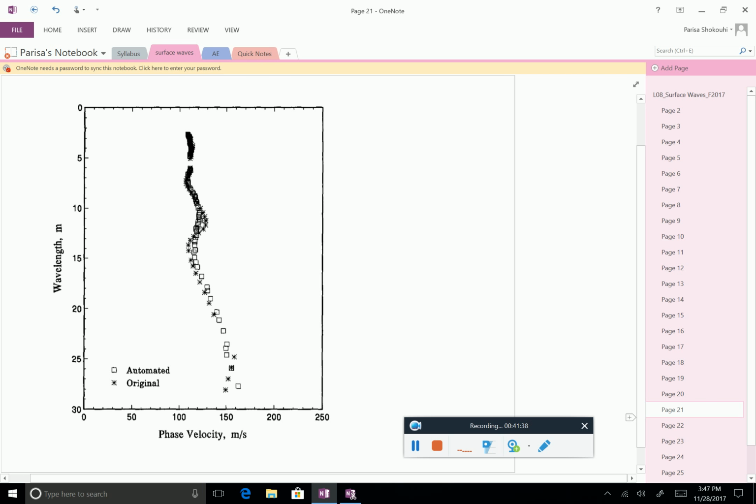So this is the continuation of the previous slide. After you have the delta phi, you get the phase velocity, and you can plot it versus wavelength. One thing that I have to note here is that in the field, typically people use different sources with different frequencies, and then they assemble all the data points together to get a large dispersion curve.